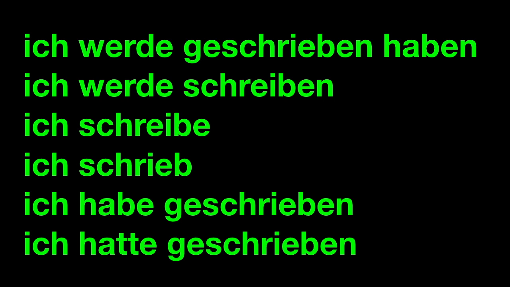In German, ich werde geschrieben haben, I will have written. Ich werde schreiben, I will write. Ich schreibe, ich schrieb, I wrote. Ich habe geschrieben, ich hatte geschrieben. Notice the IE and the EI flips around for the past tense here. Okay, remember also in a sentence, some of these verbs would have to go to the very end. The geschrieben form would have to go to the very end.